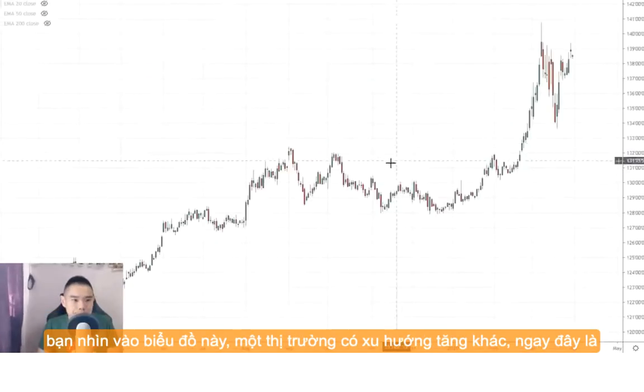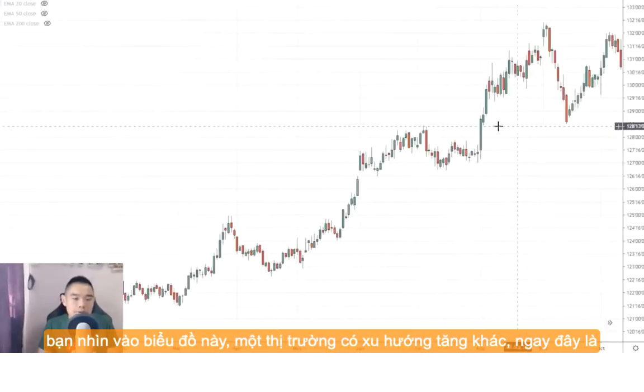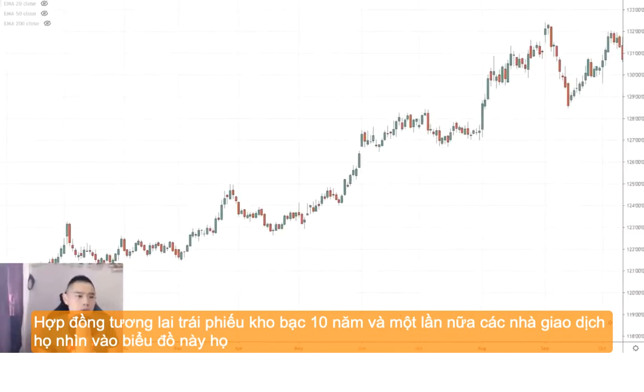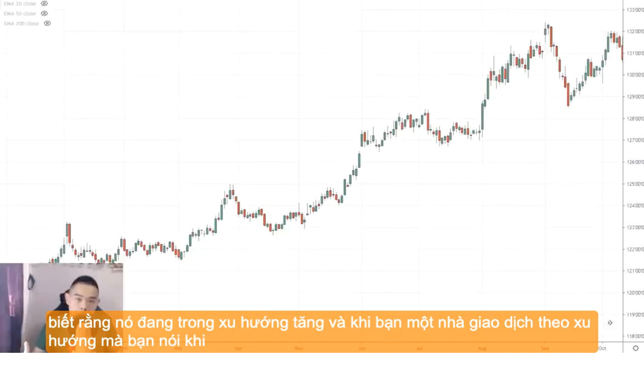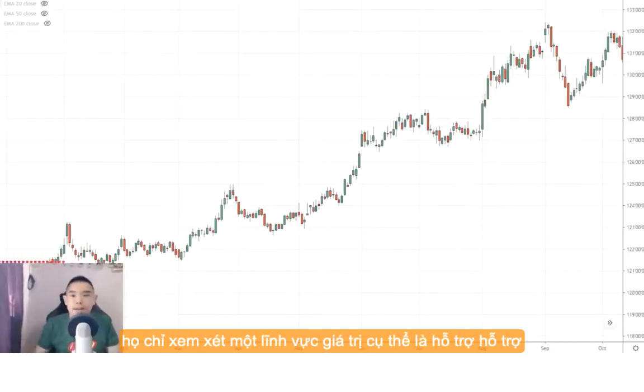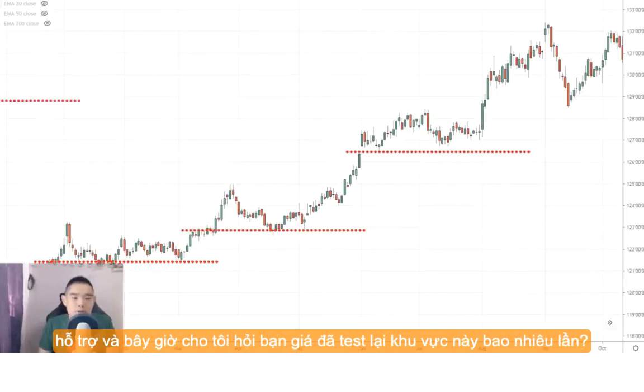If you look at this chart, another uptrending market, this is the 10-year Treasury note futures, and again, traders look at this chart, they know that it's in an uptrend. And Rayner is a trend trader. He says when the market is in an uptrend, we look to buy. And where do they look to buy? Again, they only look at one specific area of value, which is support, support, support, support.